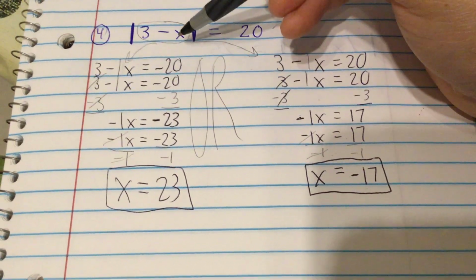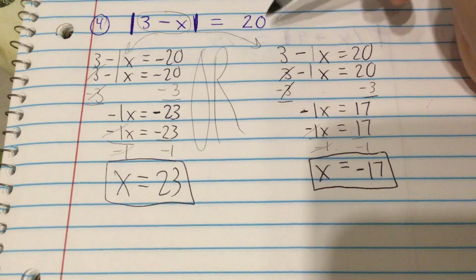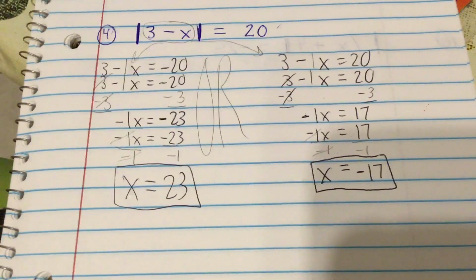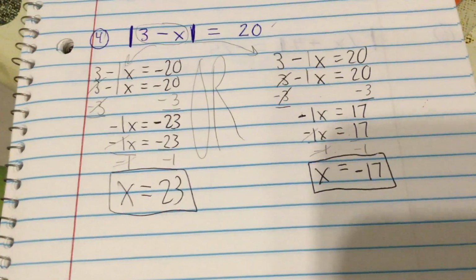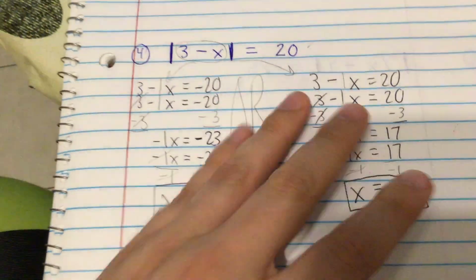3 plus 17. 3 plus 17 would be 20, and the absolute value of 20 is 20. Okay, so that's how you can check your work, even with the mixed numbers, even with the decimals.